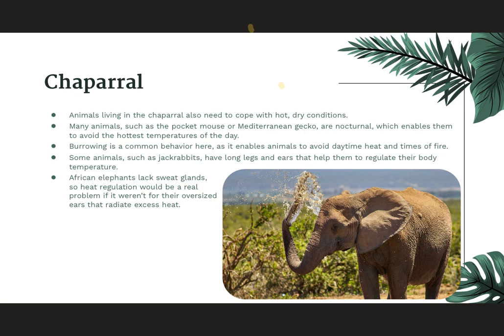Some animals, such as jackrabbits, have long legs and ears to help them regulate their body temperature. African elephants lack sweat glands, so heat regulation would be a real problem if it weren't for their oversized ears that help radiate excess body heat. So again, this is another area that we've talked about. Notice how the elephants have oversized ears to help them regulate their body heat. So that's a key area to pay attention to.